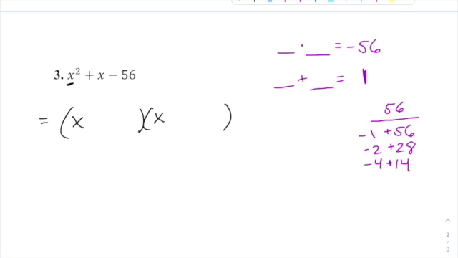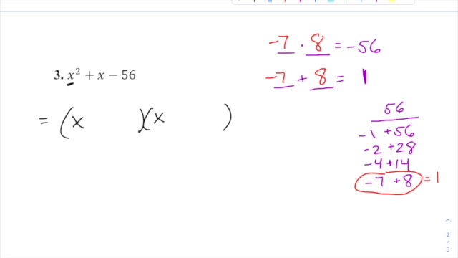5 doesn't go in. 6 doesn't go in. 7 goes in. 7 and 8. And again, if you make the bigger one the positive one, what does negative 7 plus 8 give you? Positive 1 when you add them, and they multiply to be negative 56. So that's the combination you're looking for. Negative 7 and 8.